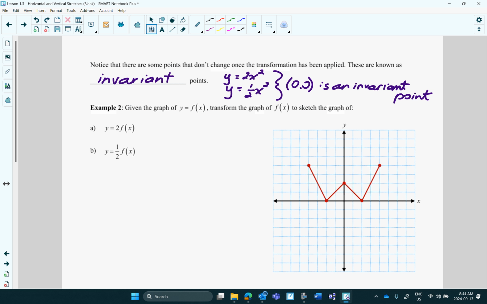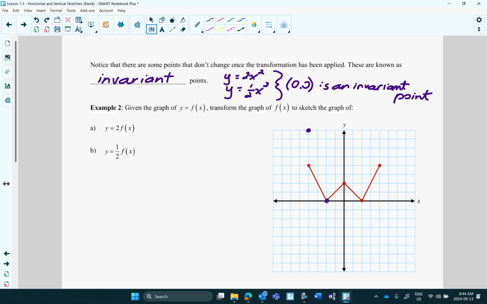Okay. So for A, we're going to take every point and stretch it by a factor of 2. Well, you can see that you're given 5 sort of reference points on this W. Here, here, here, here, here. So let's take each one and double the y coordinates. So what's the y coordinate here? 4. Its new y coordinate would be 8. Here, the y coordinate is 0, and if we double it, it stays exactly where it is.